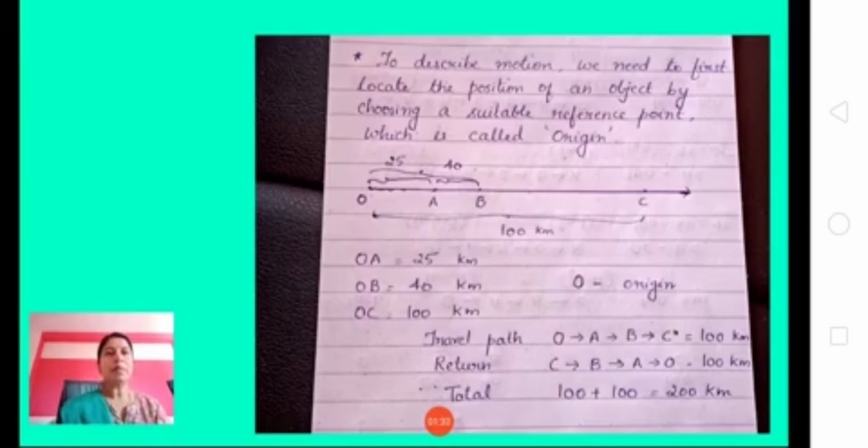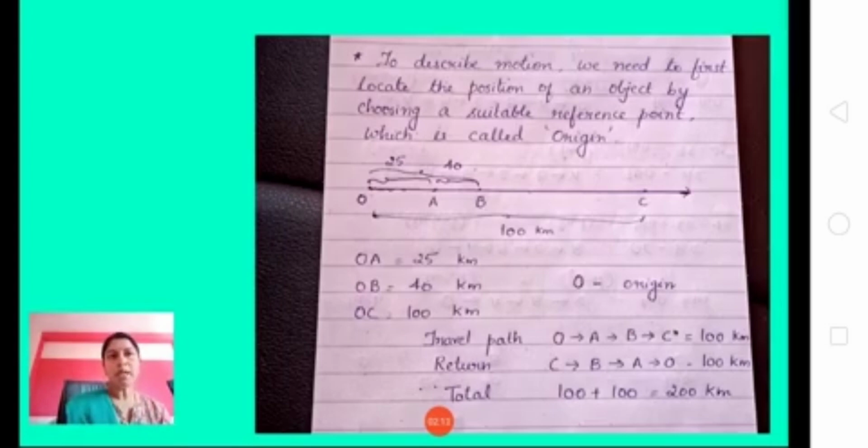Now you can see here some numbers. So that is the length. The length of OA, the length of A from O, is 25 kilometers. OB is 40 kilometers and OC will be 100 kilometers. Now in case an object starts from O and travels to A, it would have covered 25 kilometers. Then it doesn't stop at A, it moves to B. It would have travelled 40 kilometers, and again it continues its journey from B to C. Then it would have travelled 100 kilometers.